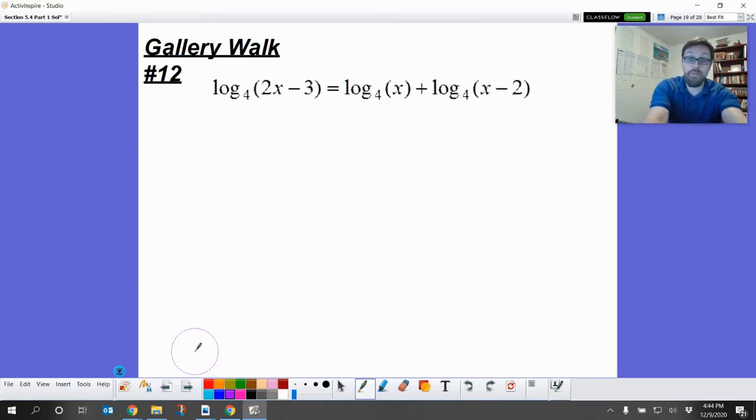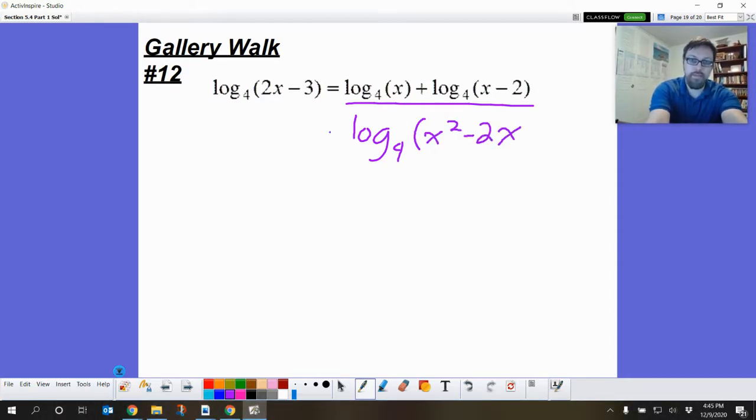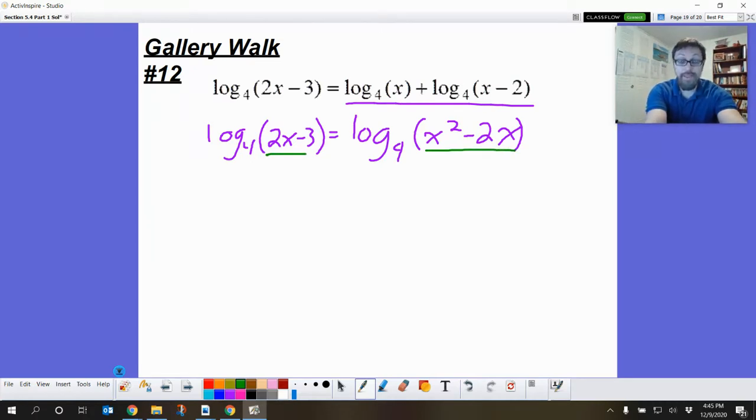I got 2 logs. Let's put them together. I'll put these 2 together into one log. Log base 4 of x times x squared is x squared minus 2x equals the log base 4 of 2x minus 3. Neat. Now, even though the junk in these 2 logs is different, since they're both a log base 4, their insides must also be the same. Since those 2 logs are equal, their insides must be equal. So 2x minus 3 equals x squared minus 2x.